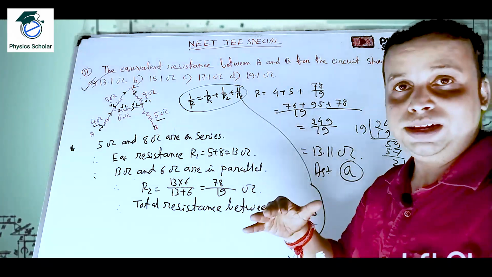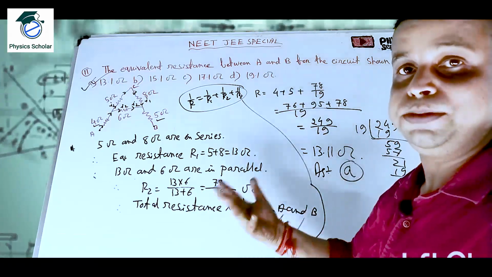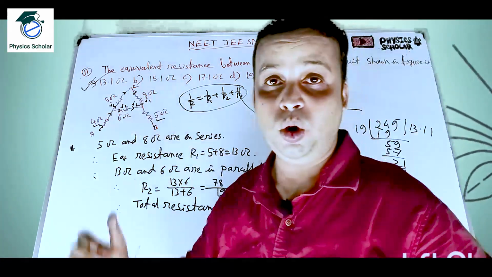So the equivalent resistance is very simple. We have to add, just adding. Okay, the normal sum now. Class 5 standards. So 13.11 or 13.1 ohms. Okay.